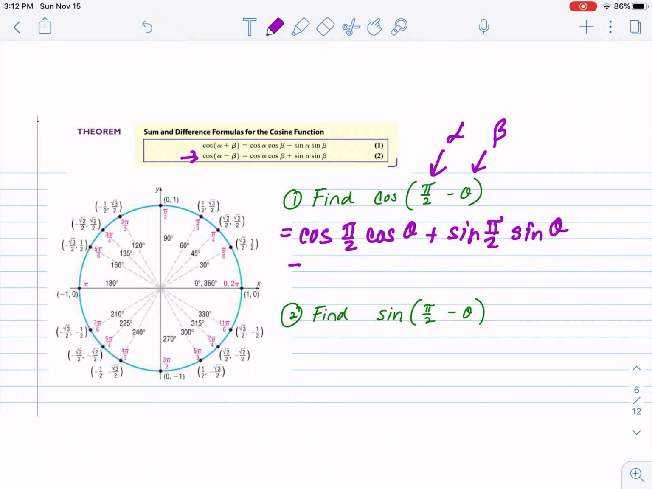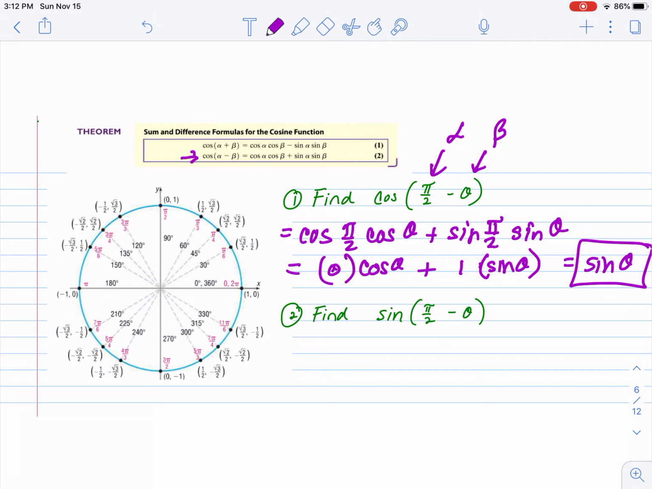Okay, so cosine of pi over 2 is 0. So I'm going to have 0 times cosine of theta. Sine of pi over 2 is 1 times the sine of theta. If I do all of this out, look what it comes out to be. It comes out to be the sine of theta.